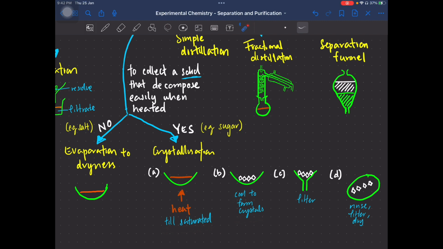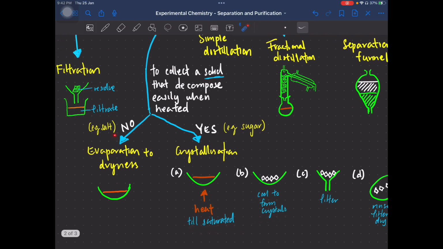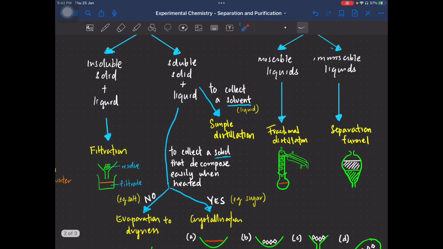But if you're dealing with a solid that actually is quite resistant to heating, for example salt in this case, right, must remember that first and foremost the solid must be soluble.